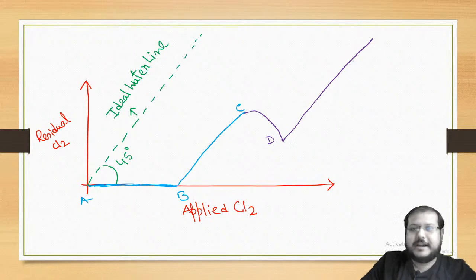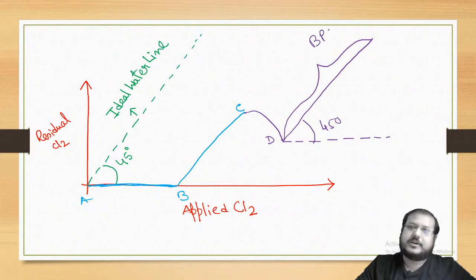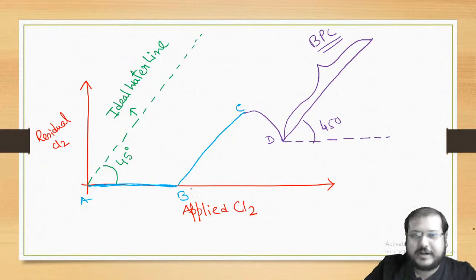Making 45-degree angle with the parallel line of the horizontal. So chlorination beyond break point is called break point chlorination.